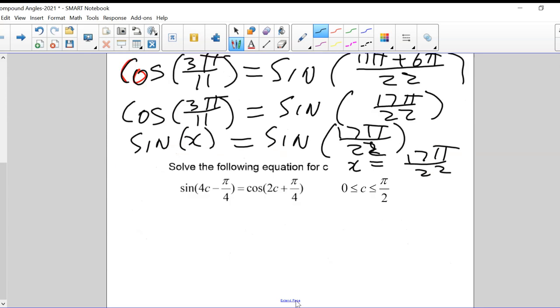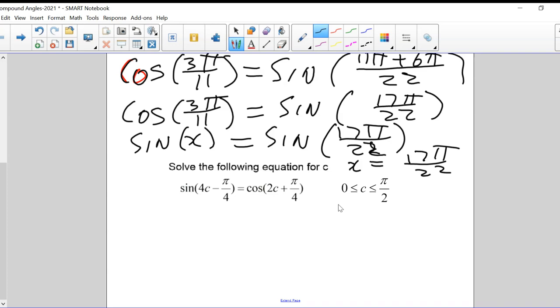Let's try this other one. Solve this equation for c. The sine of 4c minus pi over 4 is equal to the cosine of 2c plus pi over 4. So again, we have this situation where on one side of the equation you have sine, and on the other side you have cosine.